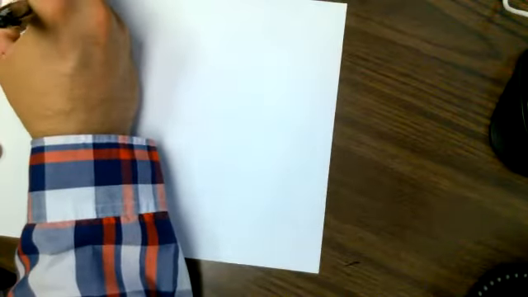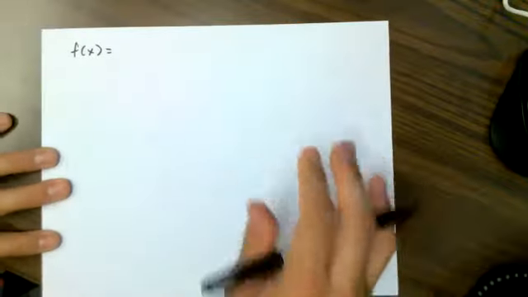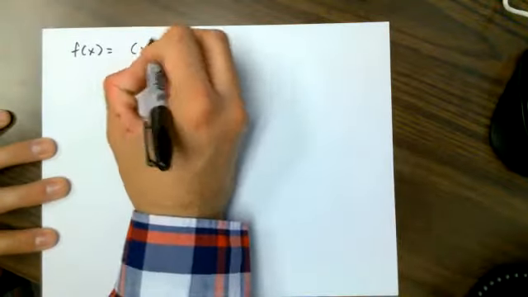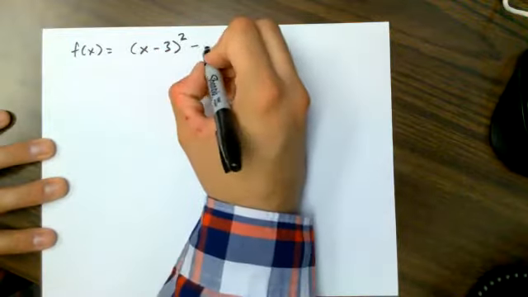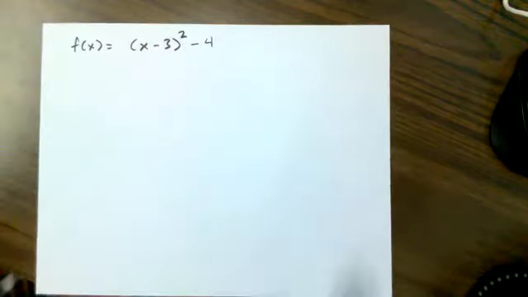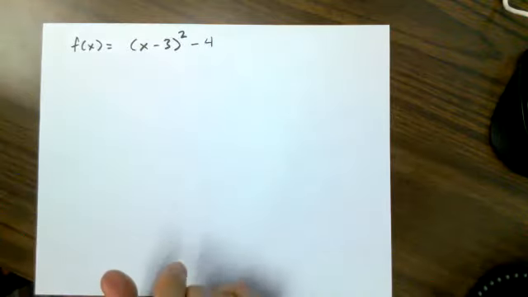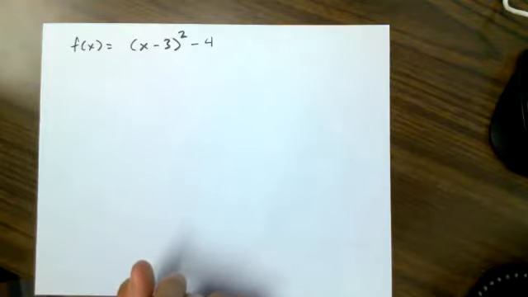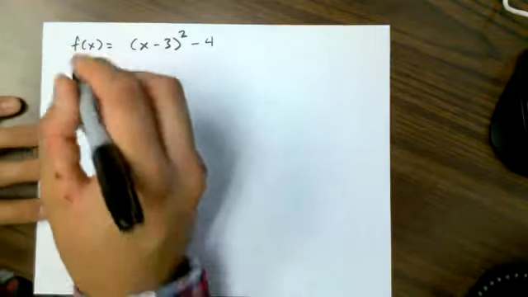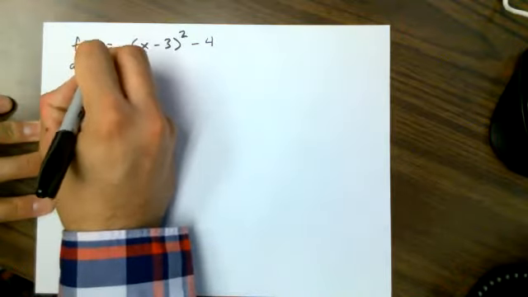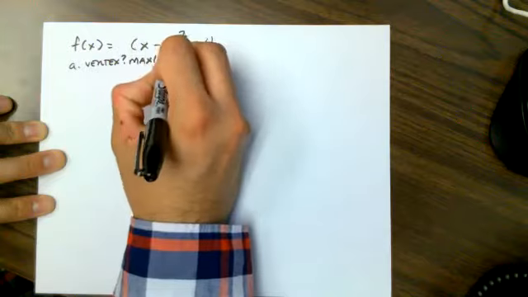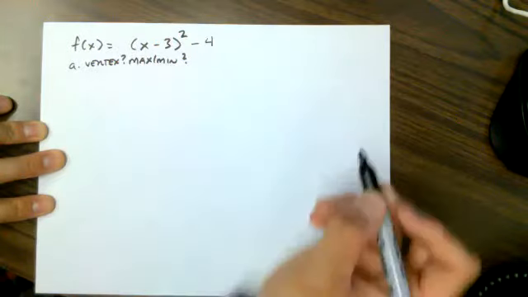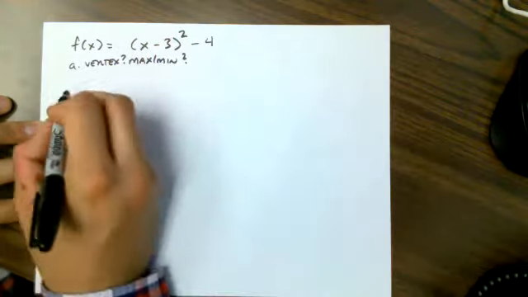So let's say we've got f of x equals (x minus 3) squared minus 4. I'm going to ask a few different questions based off this. Find the coordinates of the vertex. So first, let's find the vertex. And I just want you to state if it's a max or a min and why.